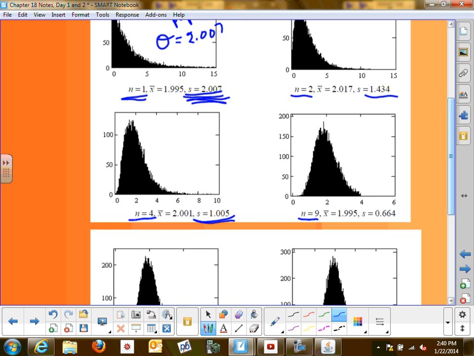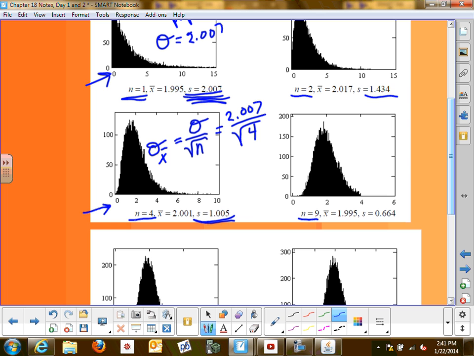It is now half as much as it was up here. And here's why. Are you ready? The standard deviation of this sampling distribution is the standard deviation of the population divided by the square root of n. Look, that's 2.007 divided by the square root of 4. So the standard deviation has been cut in half because of the square root of 4. Okay? So my variability is now smaller. You can see, look at the scales on the x-axis. It's gone from going out to 15 to now it's going out to 10, or less. Okay? So I'm getting more consistent, less variability.